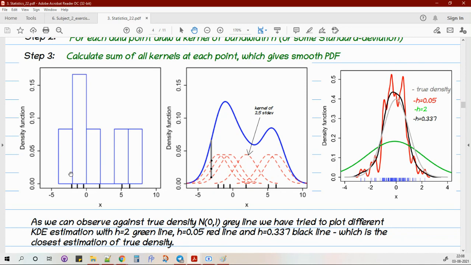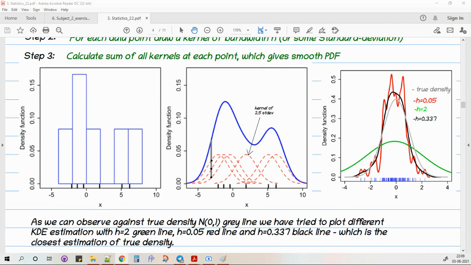Now I want to estimate the smooth curve. This is all the data I have in my hand, just 6 observations. Out of the 6 observations, I want to create a smooth PDF, because a PDF cannot be discrete. It's the PMF that is discrete.